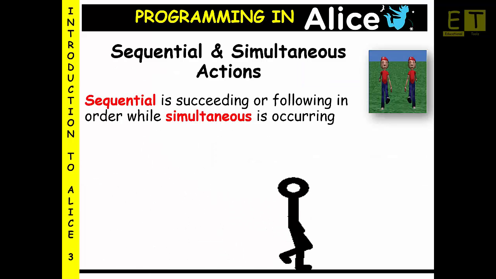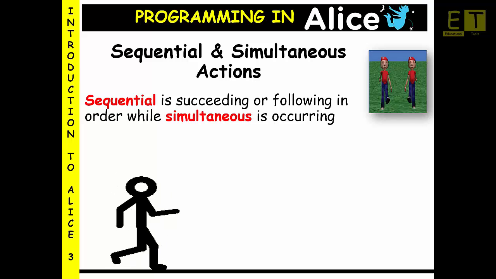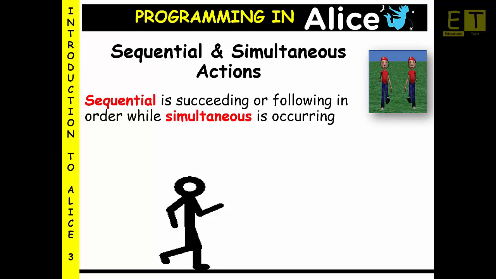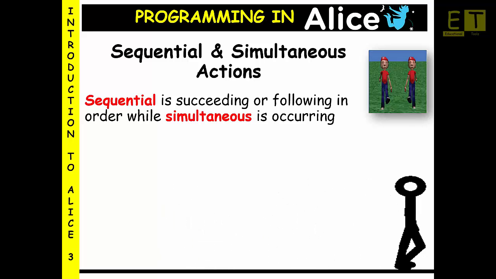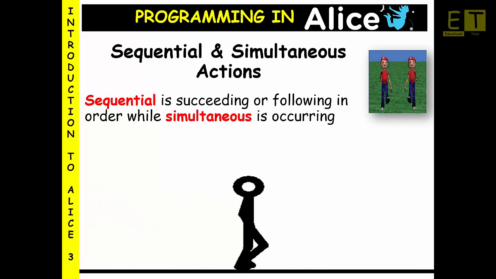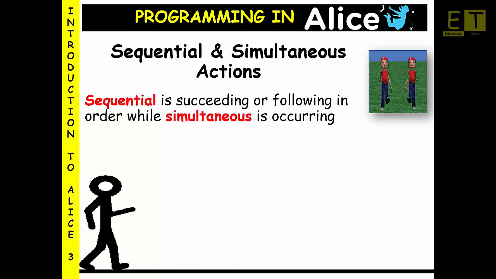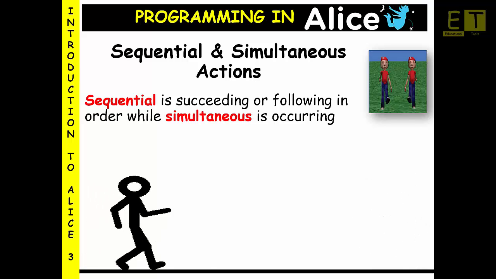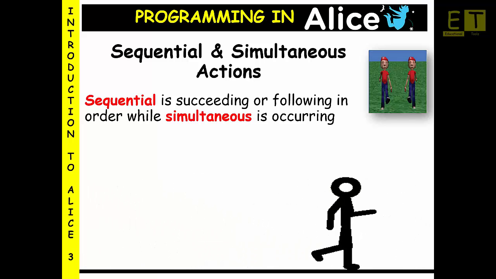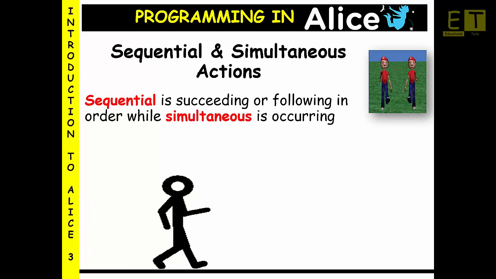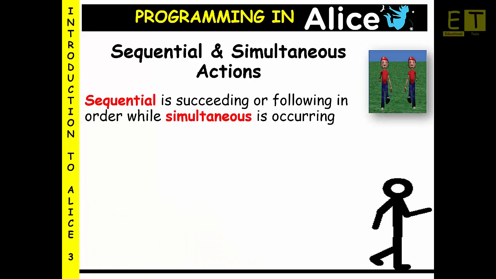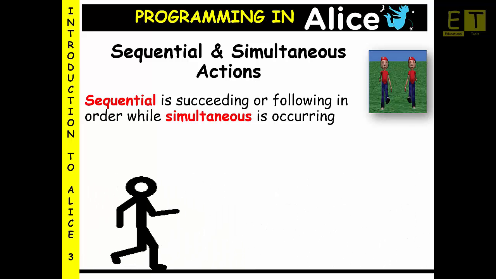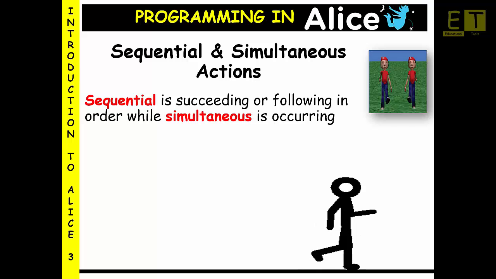Sequential and simultaneous actions. Sequential is succeeding or following in order while simultaneous is occurring at the same time. So consider the following example below. We do this many times a day. Walking. To take a step, you move your left leg forward and your right leg backwards. At the same time, you swing your right arm forward and your left arm backwards. For the next step, you move your right leg forward and your left leg backwards. At the same time, your left arm swings forward and your right arm swings backwards. You can say that we move our two legs and two arms simultaneously.